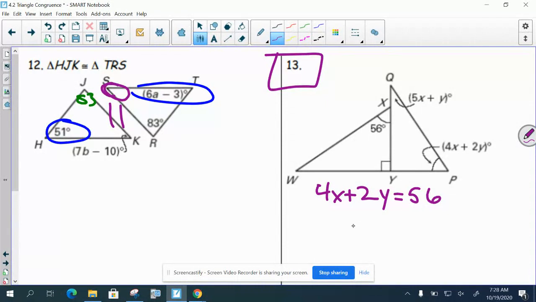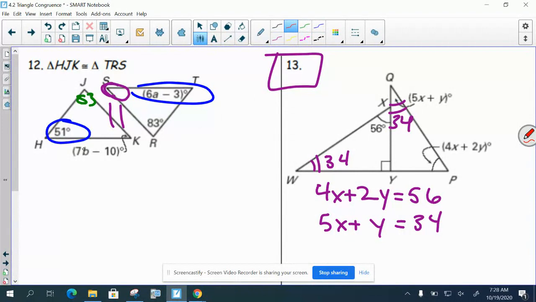Okay, and then the other equation, there are a couple different routes you could take here. But the other equation you could do, say, you could add these two and set them equal to 180. Since you know in a triangle, this is already 90, you could add these two and set them equal to 90. Or you can conclude that this angle here would be 34 degrees. So this angle would also be 34 degrees. And I kind of like that one better. So let's set 5x plus y equal to 34.